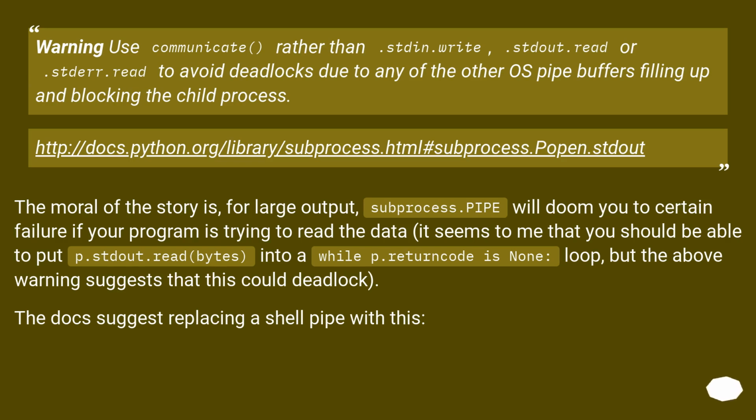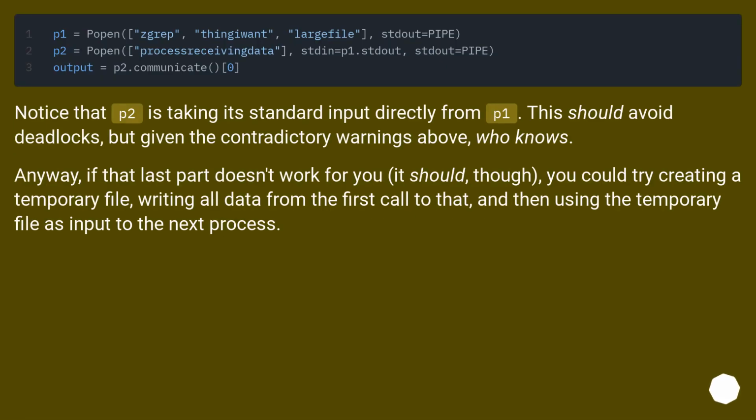It seems to me that you should be able to put p.stdout.read(bytes) into a while p.returncode is None loop, but the above warning suggests that this could deadlock. The docs suggest replacing a shell pipe with this. Notice that p2 is taking its standard input directly from p1. This should avoid deadlocks, but given the contradictory warnings above, who knows? Anyway, if that last part doesn't work for you, it should, though.